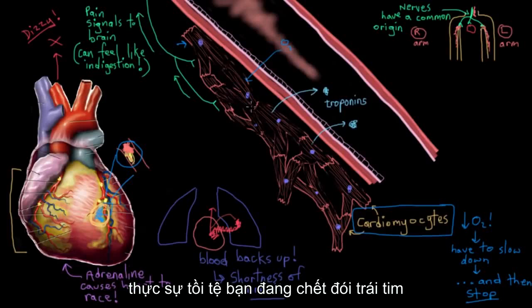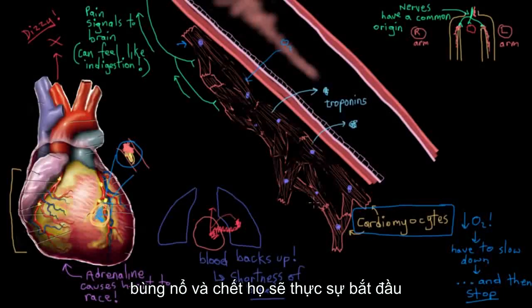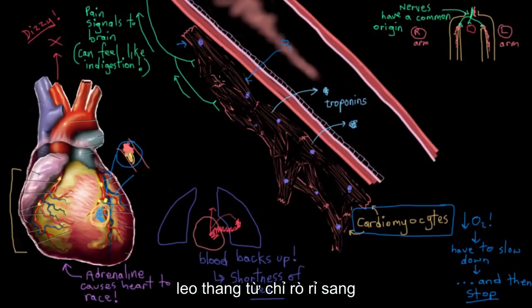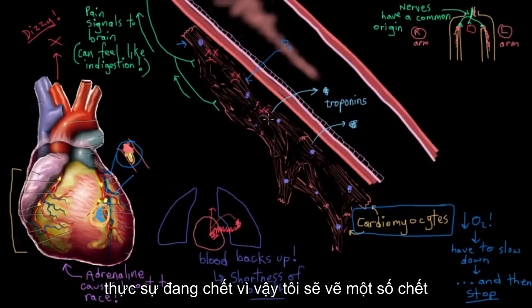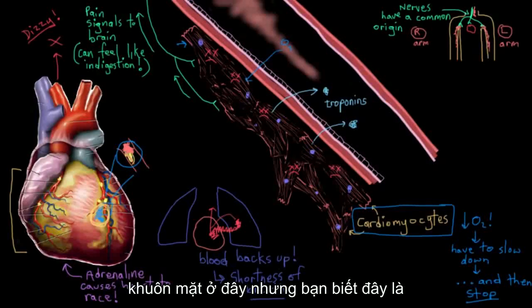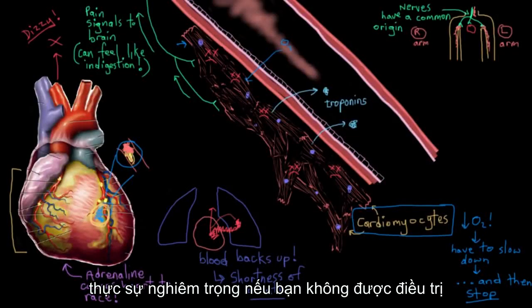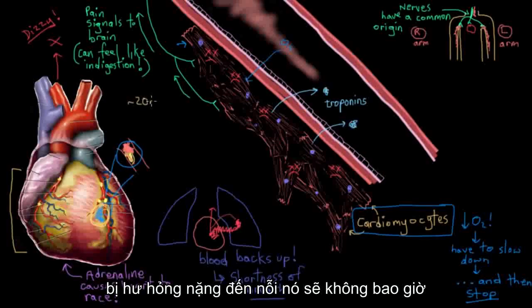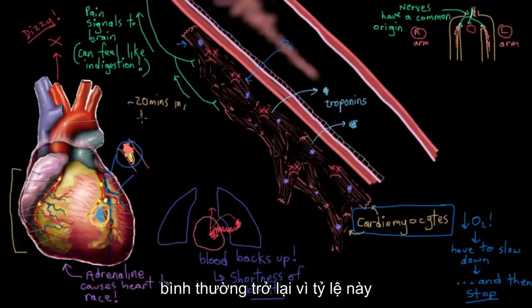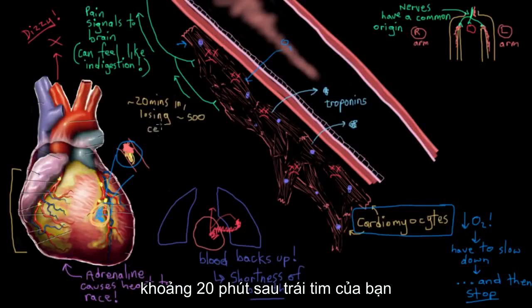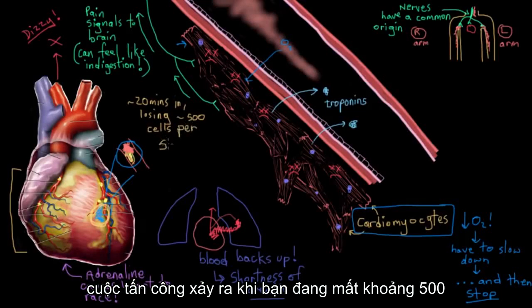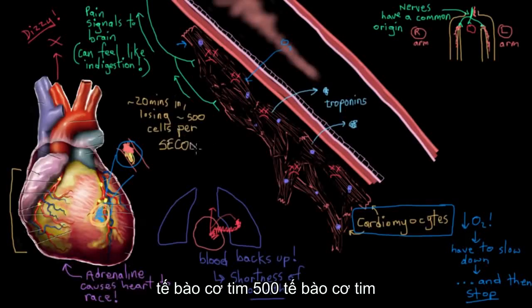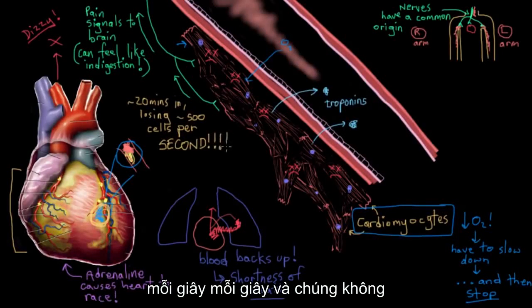Your starving heart muscle cells will actually begin to burst and die. They'll actually begin to escalate from just leaking to actually dying. So I'll draw in some dead faces here. But you know, this is really serious. If you're not treated within about 20 minutes, your heart will get damaged so badly that it won't ever beat normally again. Because at this rate, about 20 minutes after your heart attack comes on, you're losing about 500 cardiomyocytes, 500 heart muscle cells per second.